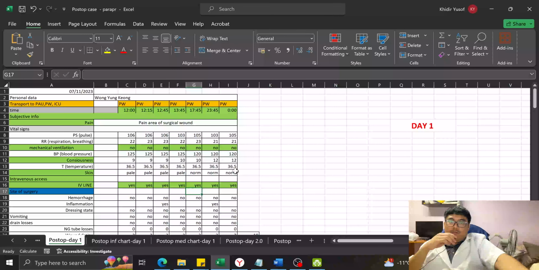Okay, so today I'm going to present post-operative care of a case of general trauma of the head, chest, and abdomen. The patient, Wong Yung Kyong, underwent laparotomy for hemoperitoneum, and during the surgery we calculated the patient's fluid loss, which is 2 liters. The patient lost 2,000 milliliters of fluid.